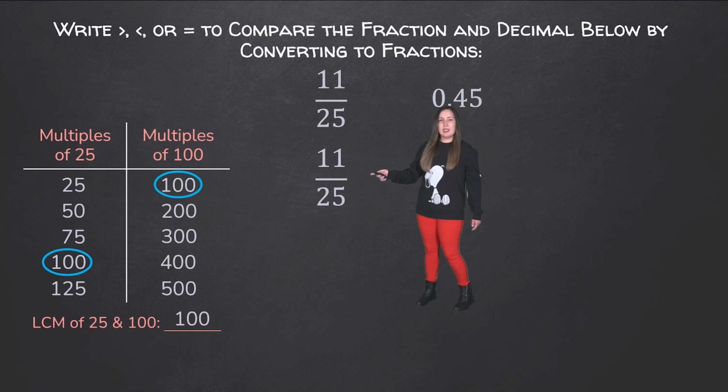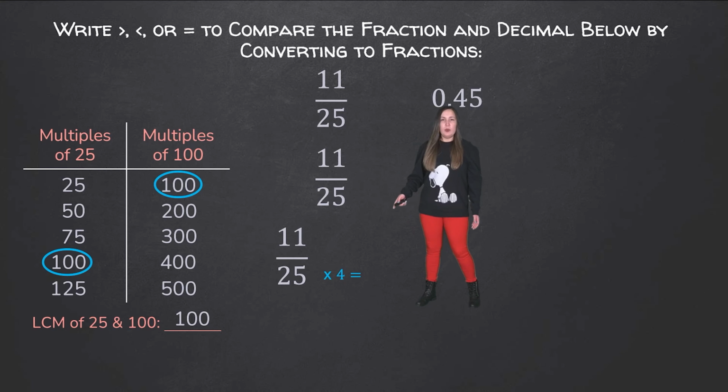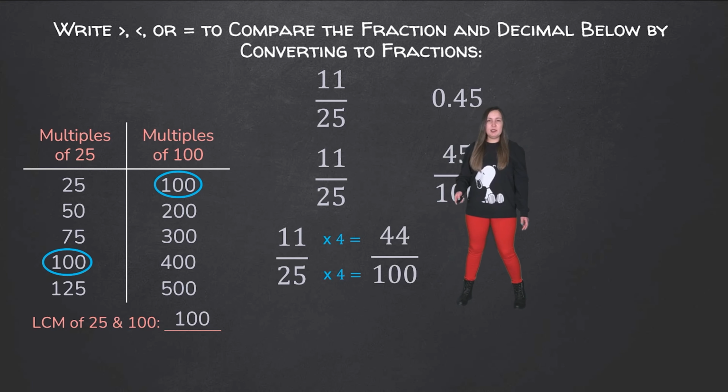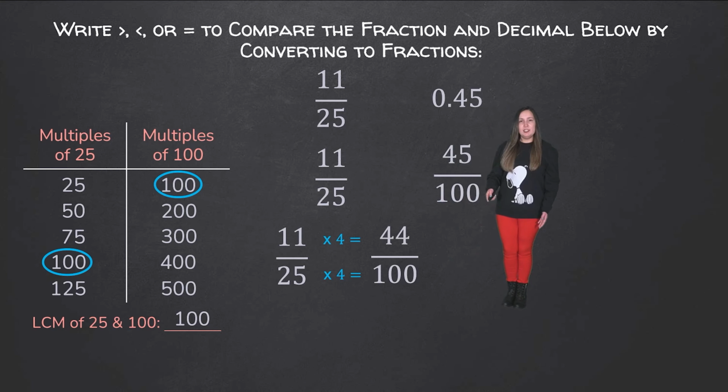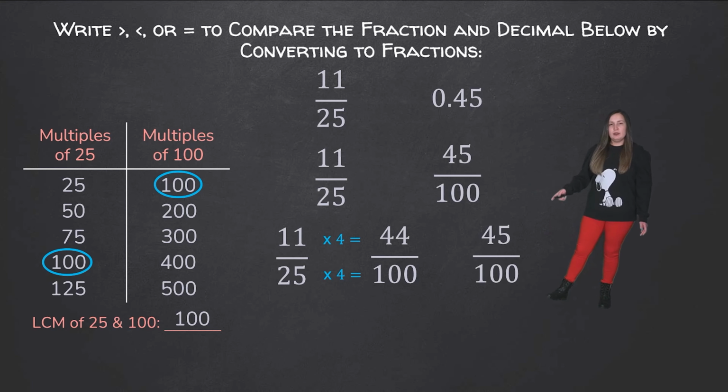First, we're going to take 11/25. In order to get a denominator of 100, we have to multiply 25 by 4. Whatever we do to the denominator, we need to do to the numerator. So 11 times 4 is 44. 25 times 4 is 100. And so 44/100 is equal to 11/25. Now, taking a look at 45/100, it already has a denominator of 100, so we don't have to do anything.